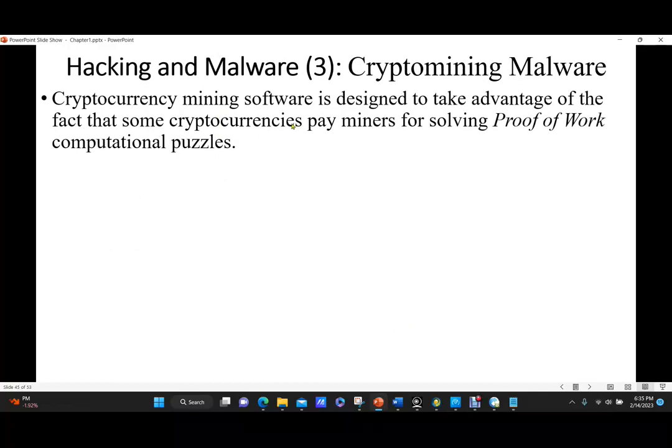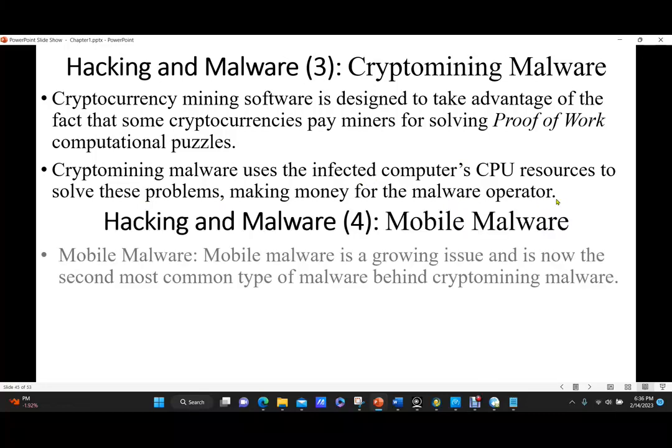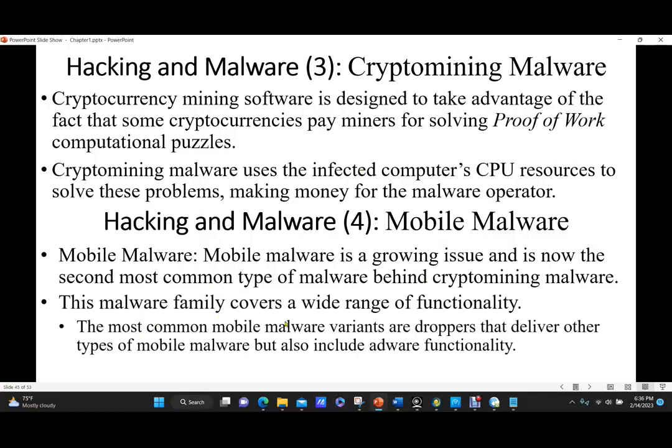Cryptocurrency mining software is designed to take advantage of the fact that some of the cryptocurrencies pay miners for solving proof of work computational puzzles. The malware uses infected computers to solve these problems to make money for the malware operators. Mobile malware is a growing issue and is the second most common type of malware behind crypto mining. This family covers a wide range. The most common mobile malware variants are droppers that deliver other types of mobile malware, but also include adware.